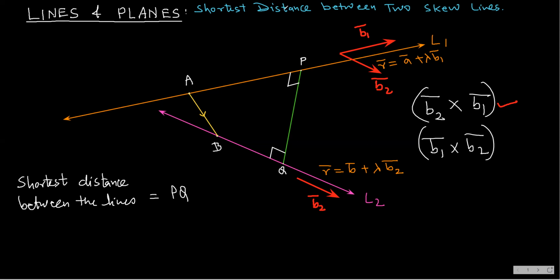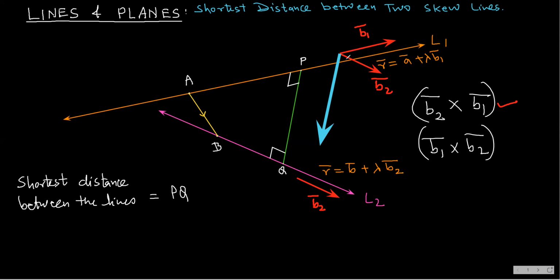I shall get B2 bar cross B1 bar, and that vector will be in this direction. You see this? I will get a vector in this direction. And if I am finding B1 bar cross B2 bar, then it will be this way. See, this vector is B1 bar cross B2 bar. Okay, it is going by right hand thumb rule. So here, this is B1 bar cross B2 bar.